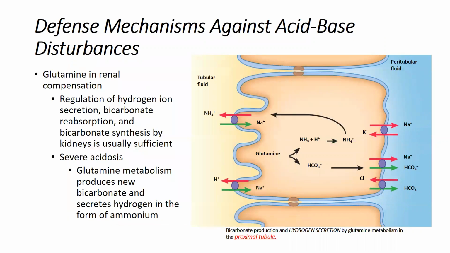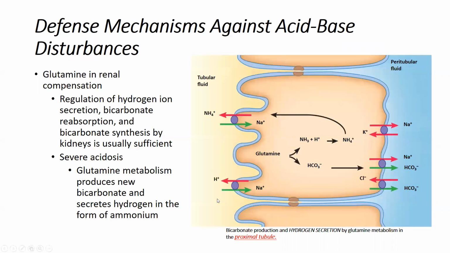Let's talk briefly about glutamine in this compensation. So glutamine has an effect that's similar to acidosis, right? And it helps to generate new bicarbonate and secrete hydrogen ions. So it can help the kidneys in their role of regulating the acid-base compensation, okay?